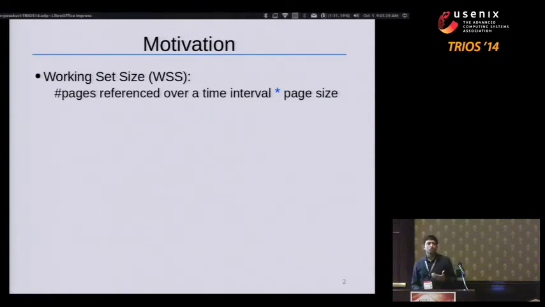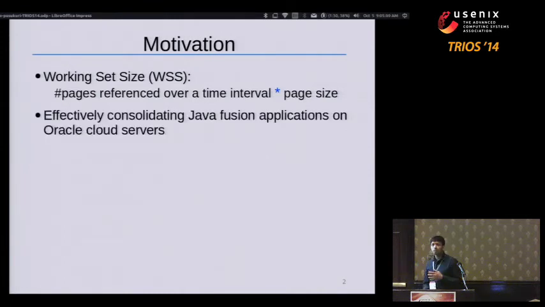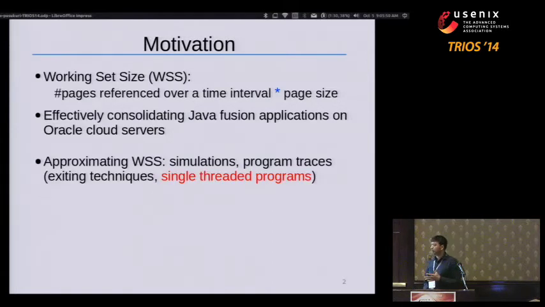Therefore, knowing the working set size of multi-thread programs is very useful for effectively allocating resources. This work started as developing a simple utility for measuring working set size of multi-thread programs running on SPARC Solaris servers. And this utility has been used by several teams at Oracle for effectively consolidating Java applications on Oracle Cloud servers. And various techniques have been proposed based on simulations and program traces for approximating WSS.